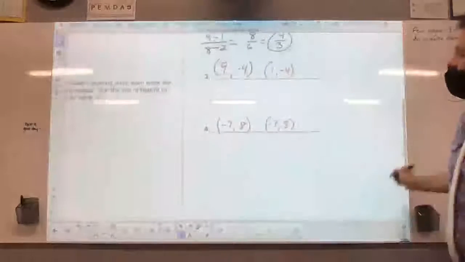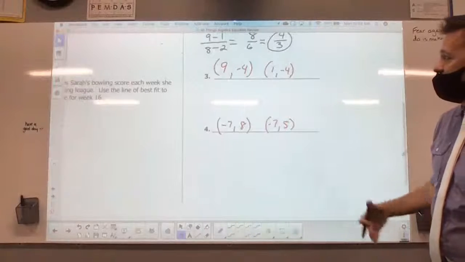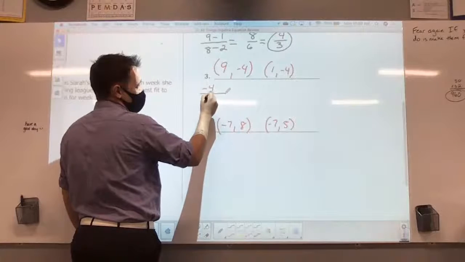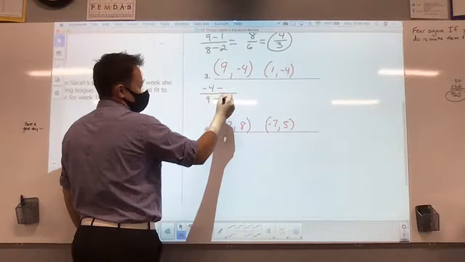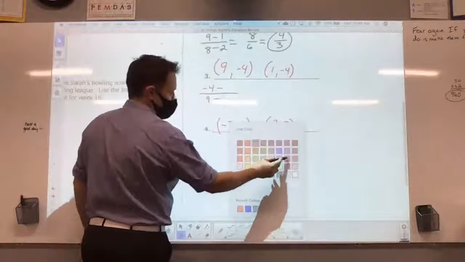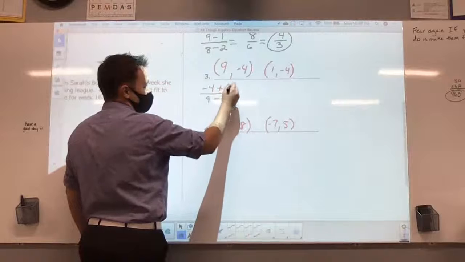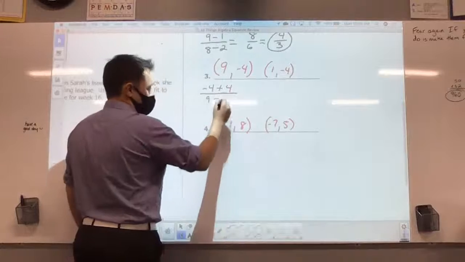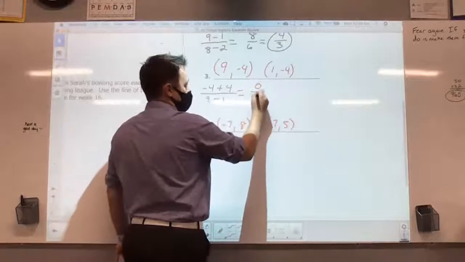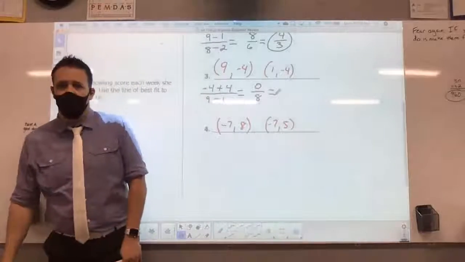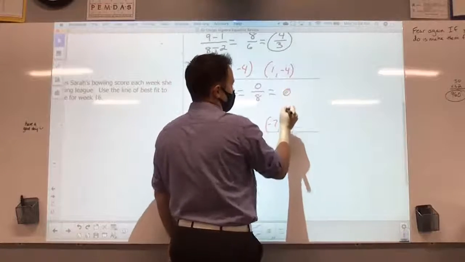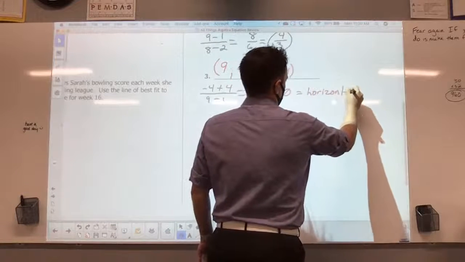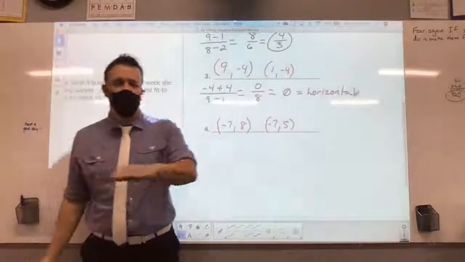All right, so on here, ladies and gentlemen, the next one would be, what slope is this? You go -4, 9, and then it's a minus here. But what happens when you put the other point in? Turns it into a +4, and then that's over 1. And then you have what? 0 over 8. So what is that slope? 0. Okay, so this is a what type of line? It's horizontal. That's the horizontal line.